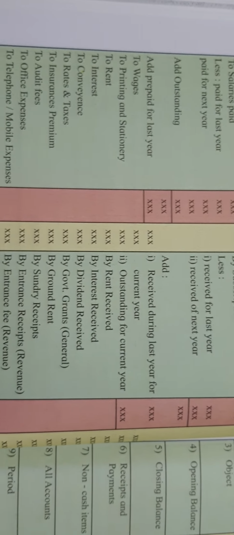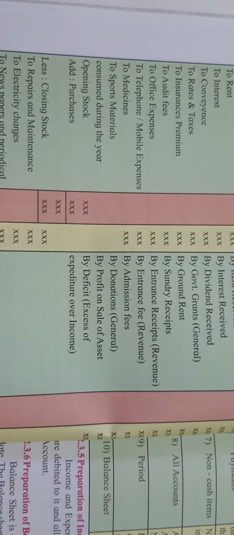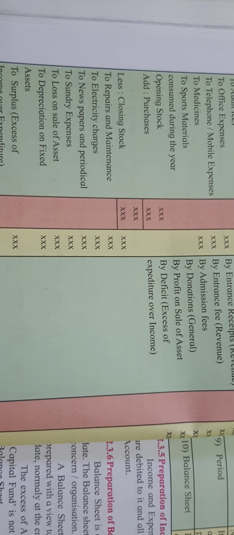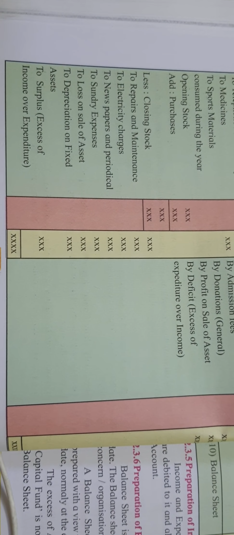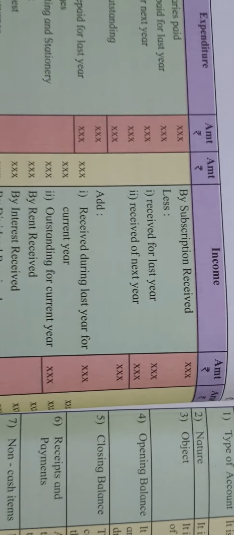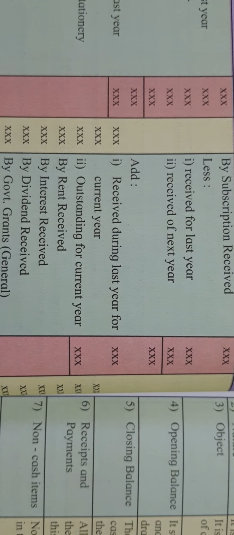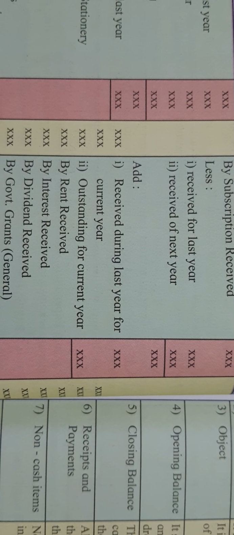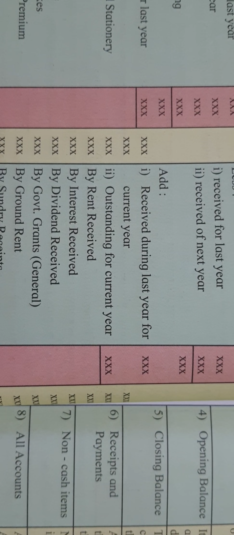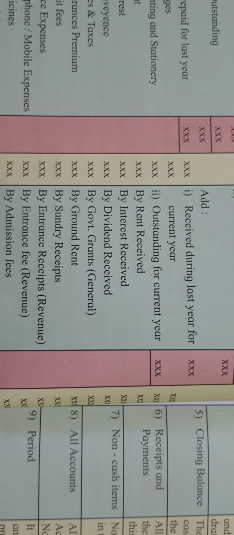Wages, printing and stationery, rent, interest. See, if you go one by one, you will know how to write the expenditure side of the income and expenditure account. Now just move on to the income side. See, subscription received, less last year, received for next year, add received for the last year for current year. If I explain this now, you will not understand. You will understand in a better way while solving the actual question.